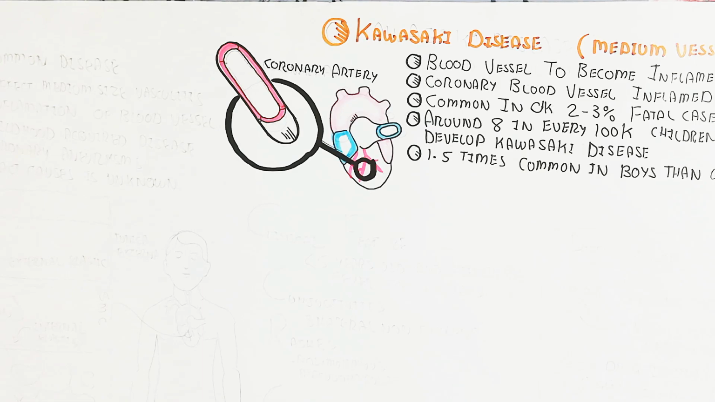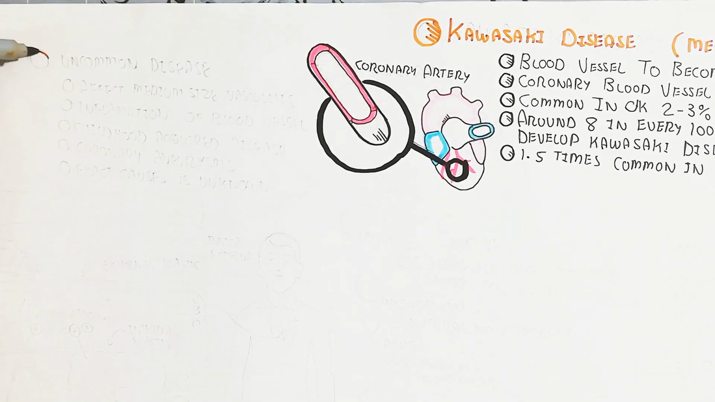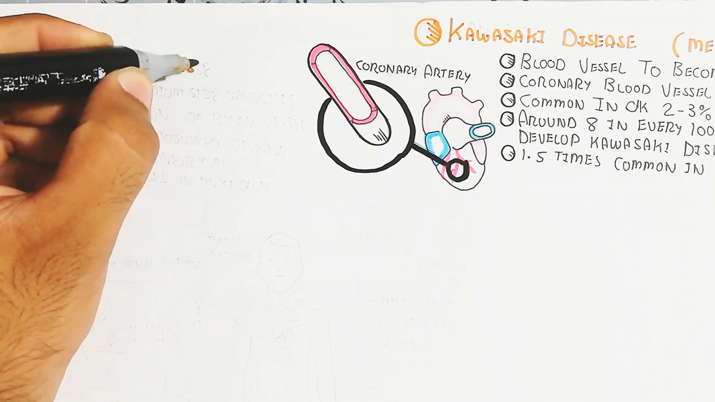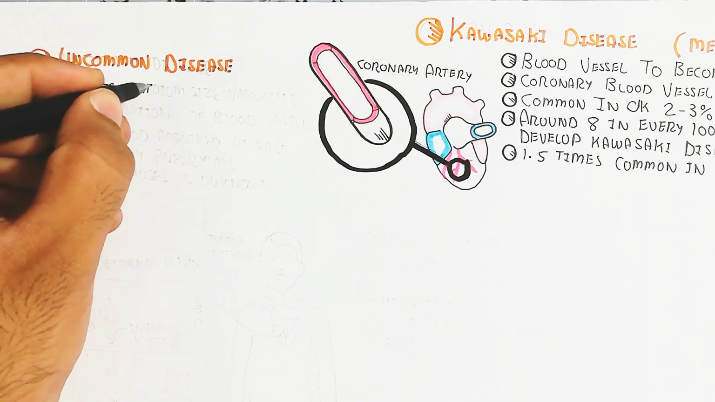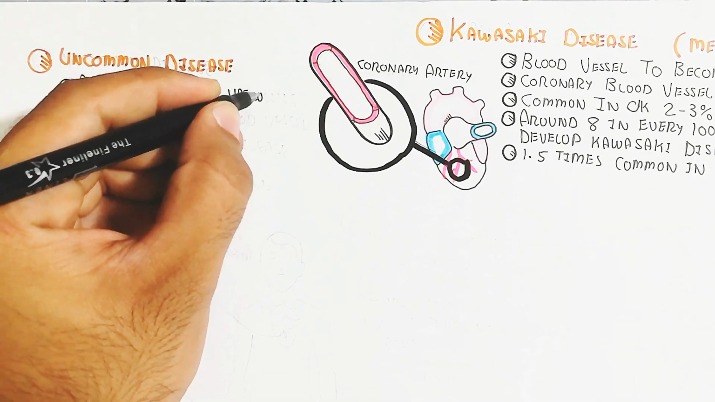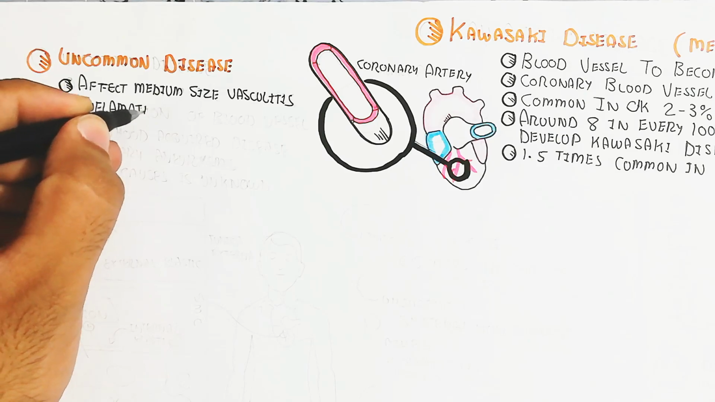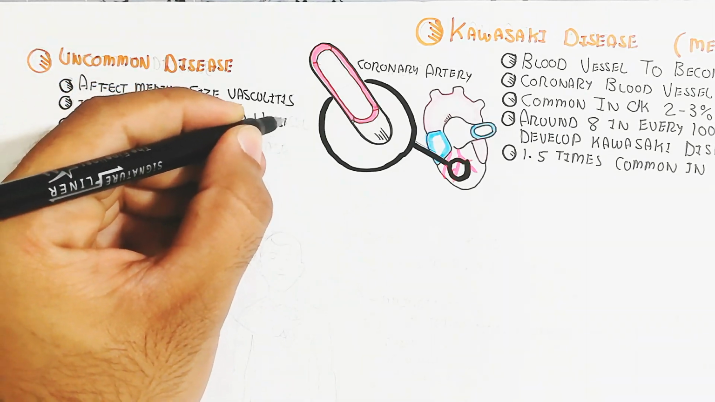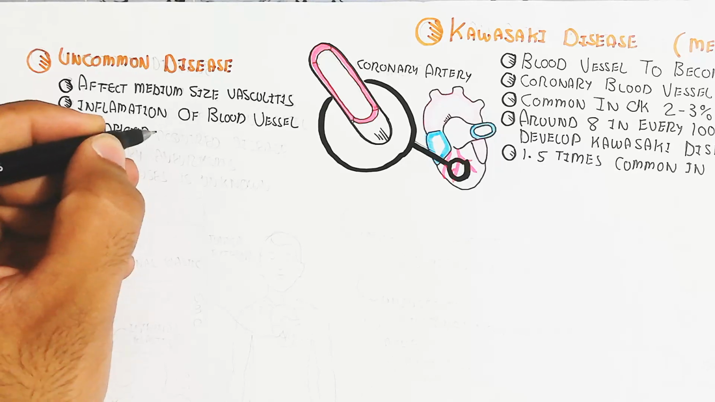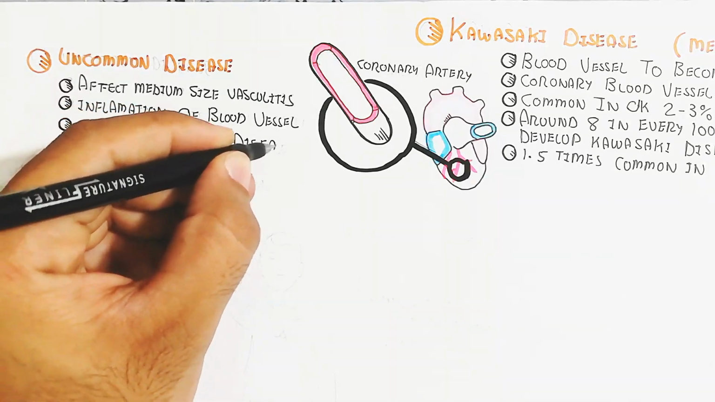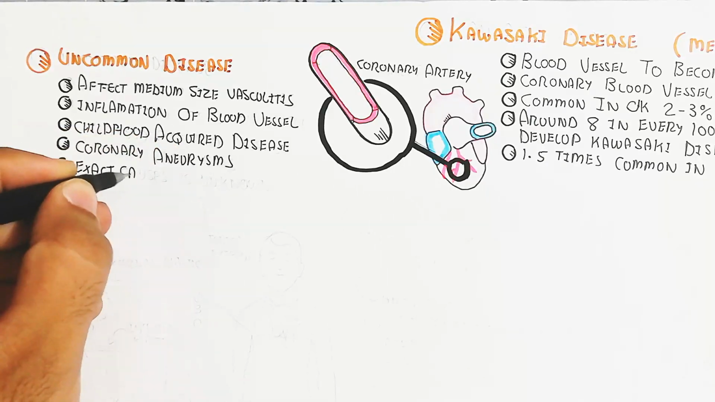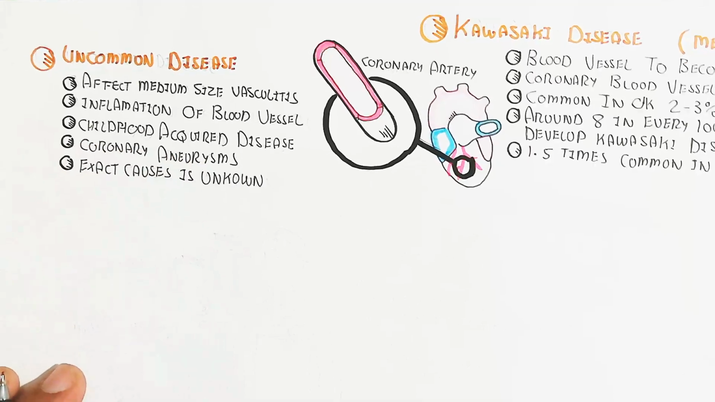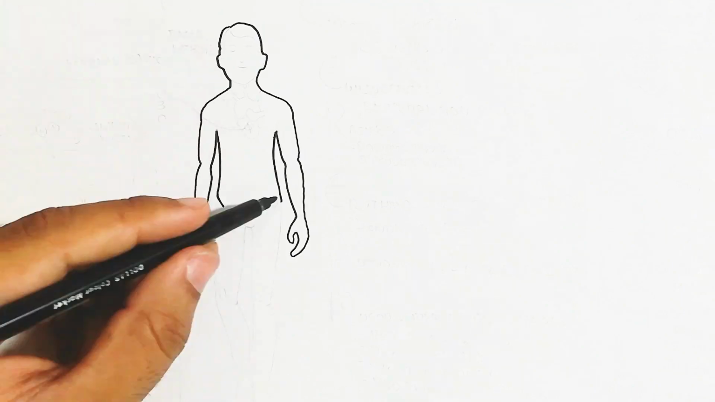It is an uncommon disease that affects medium size vessels. The medium size blood vessels will be inflamed. It is inflammation of blood vessels and a childhood acquired disease, for short CAD. Coronary aneurysm occurs and the exact cause is unknown, remember. But in this video we will understand the pathophysiological aspects, how it can develop.